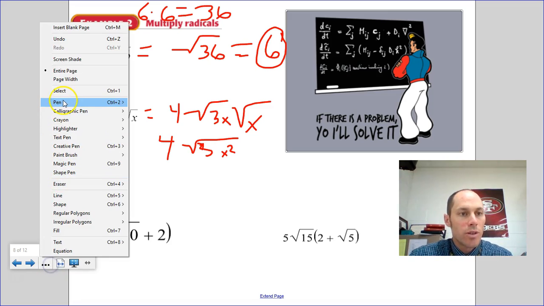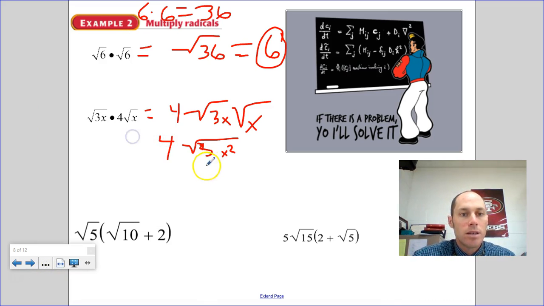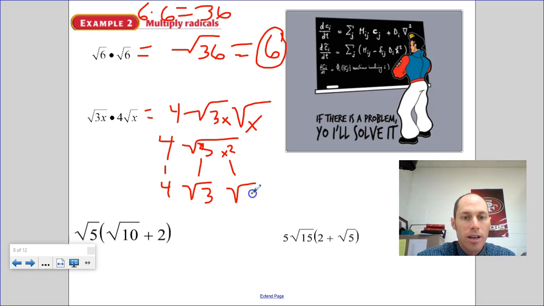I want to make sure that I break it apart. So the 4, that can stay as a 4. Square root of 3, I can factor that out. And square root of x squared, I can factor that out. The only one that's a perfect square is square root of x squared. That becomes x. And I still have 4. And I still have square root of 3 because that's not a perfect square.